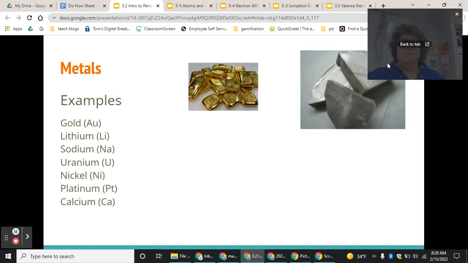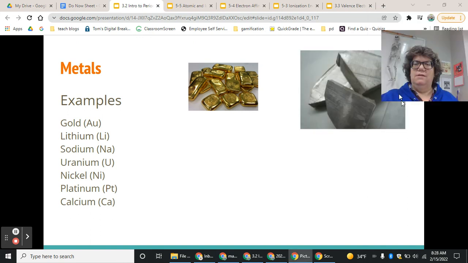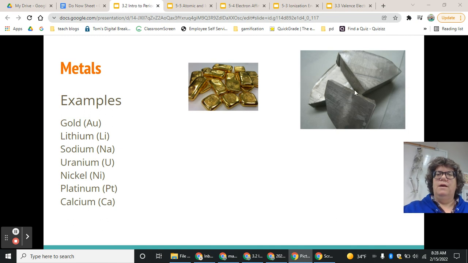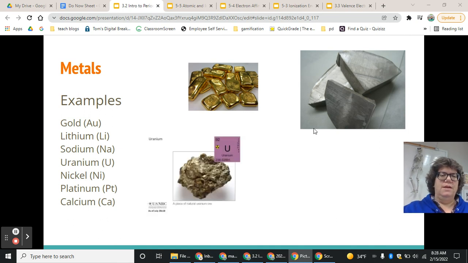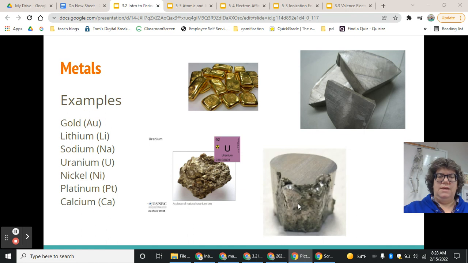Sodium is actually a metal. Here's a picture of it. But that is sodium. Uranium is a metal. It is a radioactive metal. Nickel, platinum, calcium. That's nickel right there. Sorry, I didn't switch it quick enough. But before they pound it into nickels, that is what it looks like. So those are some examples of metals.